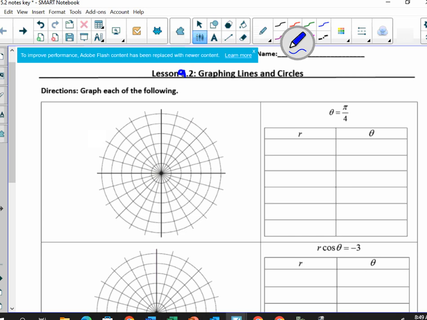So let's say I pick an r value of 2. What is theta going to be? Pi over 4. Do not overthink this, guys. What if I pick an r value of 4? Is it pi over 4? It is pi over 4. What if I pick 0? It's pi over 4. What if I pick an r value of -2? Still pi over 4. Okay, guys, so plot those points.